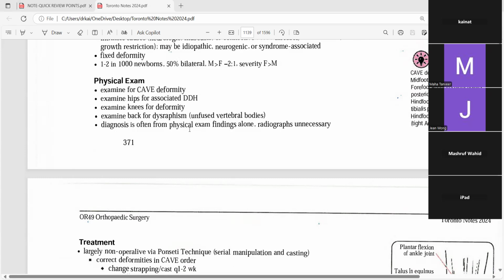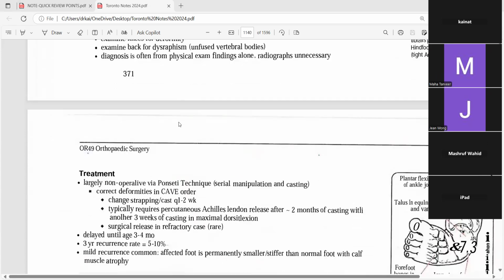Diagnosis is often from the physical examination. Usually we don't go for radiograph. And then how are you going to do the treatment? Basically the word, this one, Ponseti technique.